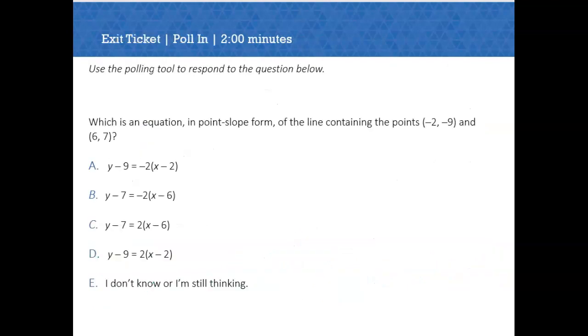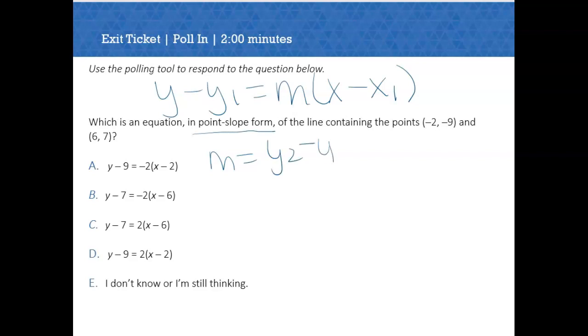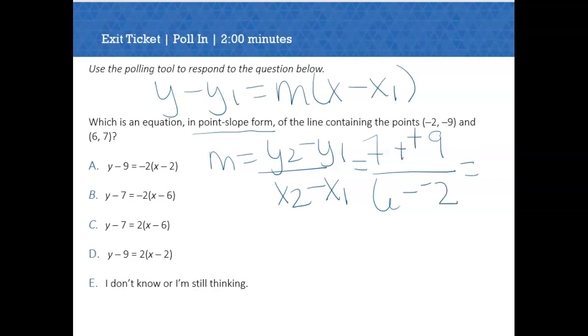What is the equation in point-slope form of the line containing the points (-2, -9) and (6, 7)? Point slope. So we need to always find the slope. Change in y over change in x: 7 minus negative 9 over 6 minus negative 2. Change, change, change, change. 16 over 8, which is 2.